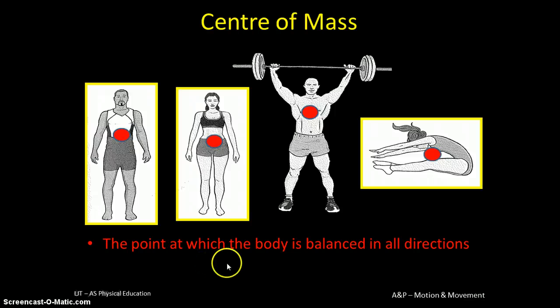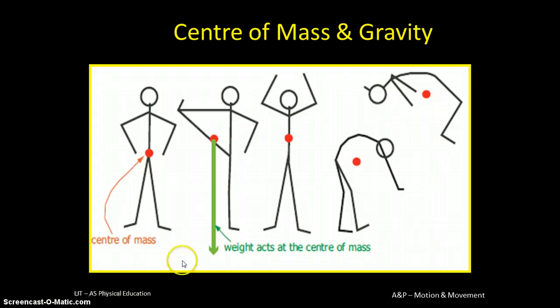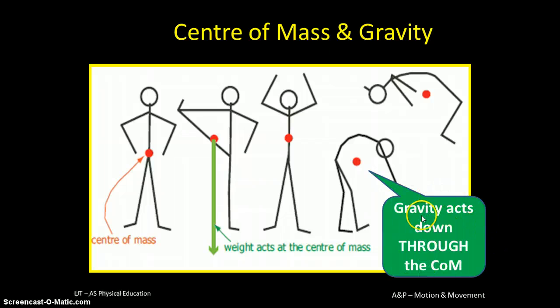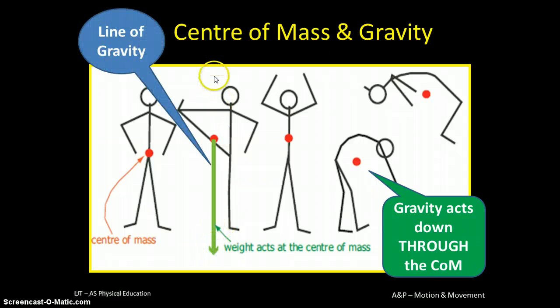So, centre of mass, the point at which the body is balanced in all directions, and this point represents the distribution of that object's mass, or that body's mass. So here we have centre of mass again represented by the red dot, and we're introducing gravity to the discussion now. Gravity acts down through the centre of mass, so this green line here is actually called the line of gravity, where gravity is acting through the centre of mass, and it's really important in terms of the discussions we're going to go into now on stability.